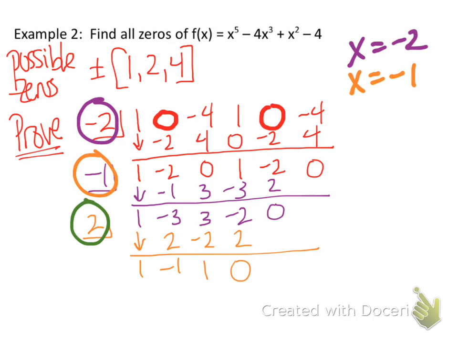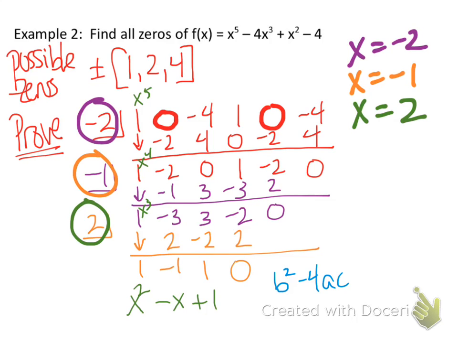And now, hopefully you recognize that you're down to a quadratic, because I started with an x to the 5th. My first depressed polynomial was x to the 4th. Second depressed polynomial was x to the 3rd. And my third depressed polynomial is an x to the 2nd. So I have x to the 2nd minus x plus 1.